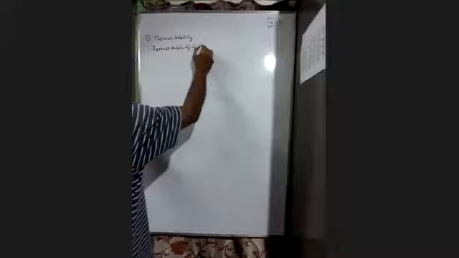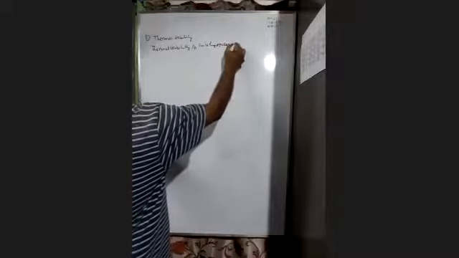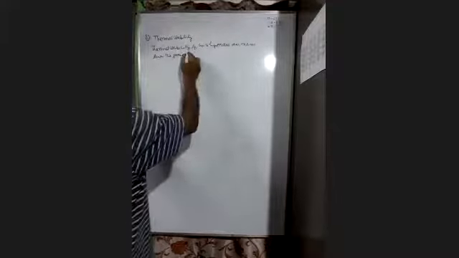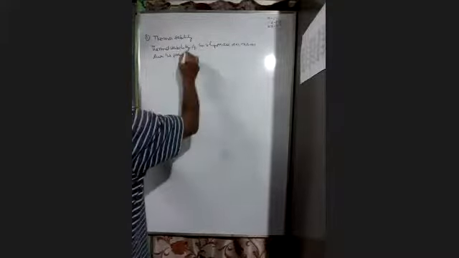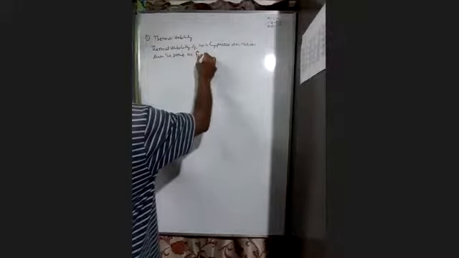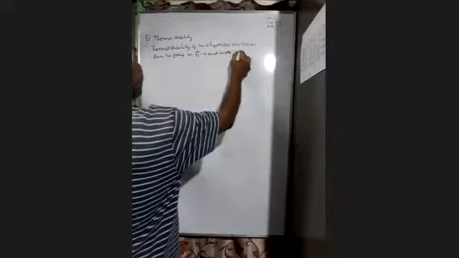We'll say here, thermal stability of group 16 hydrides decreases down the group. But why? As the E-H bond length increases. Why?